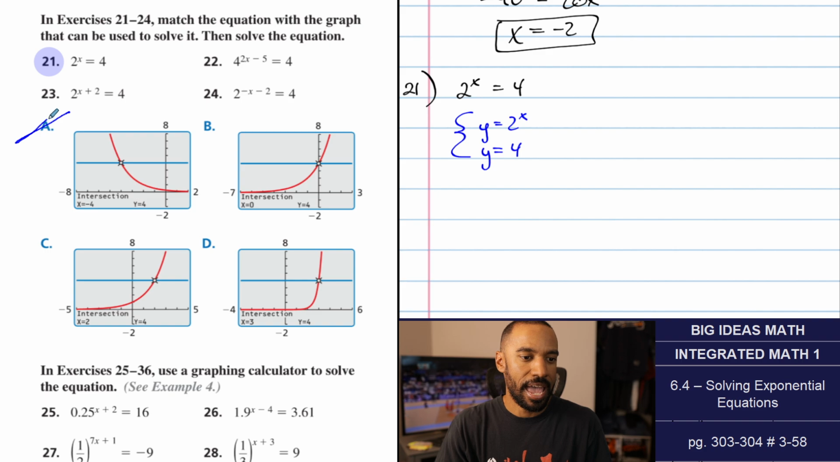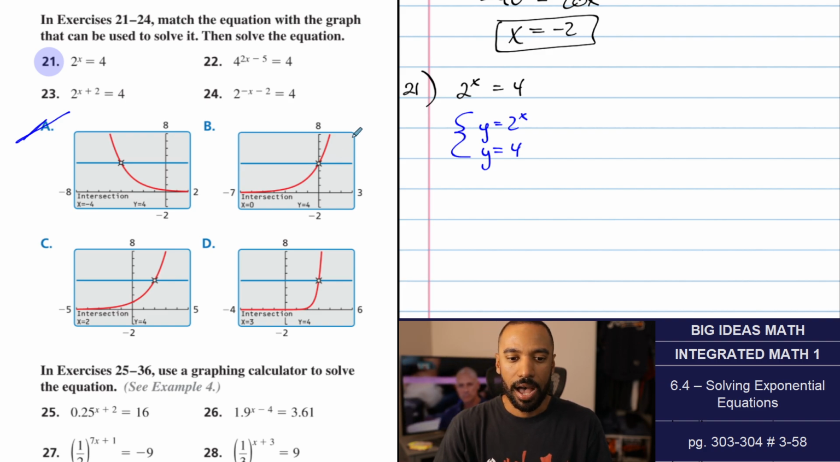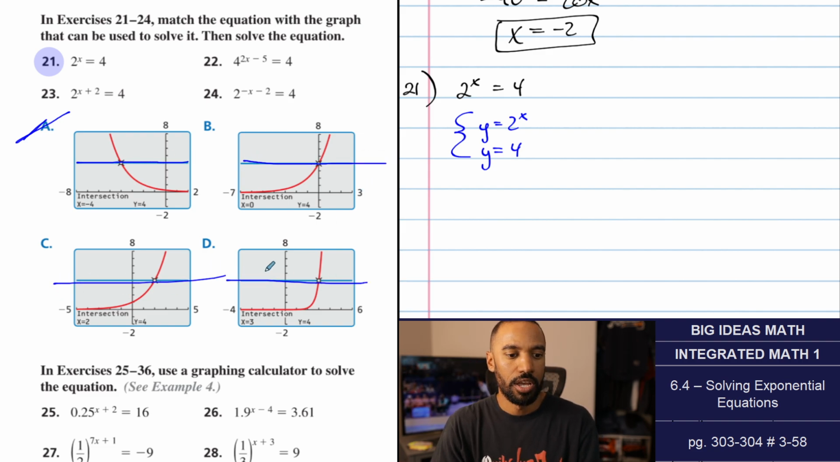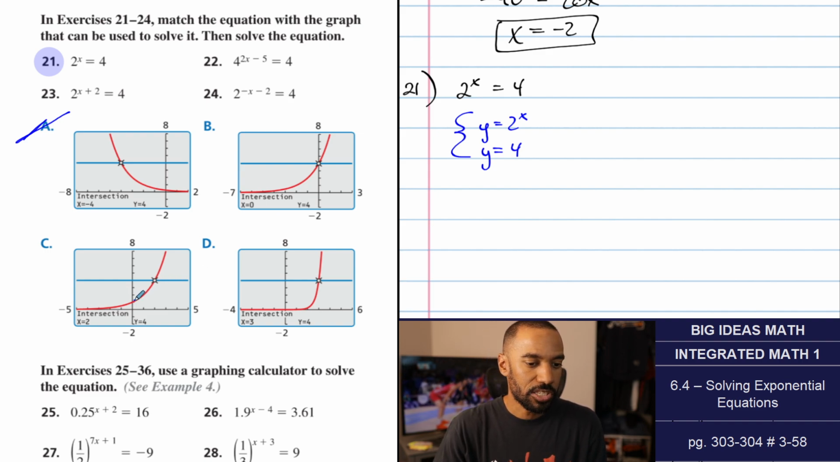It's not going to be a because this is an exponential decay problem. 2 to the x would be an exponential growth problem. I need to find one where y equals 4. Oh, looks like they all have y equals 4. So these are all constants. Y equals 4, 4, 4, 4. So which one's y equals 2 to the x is basically the question here. I think it's this one right here.